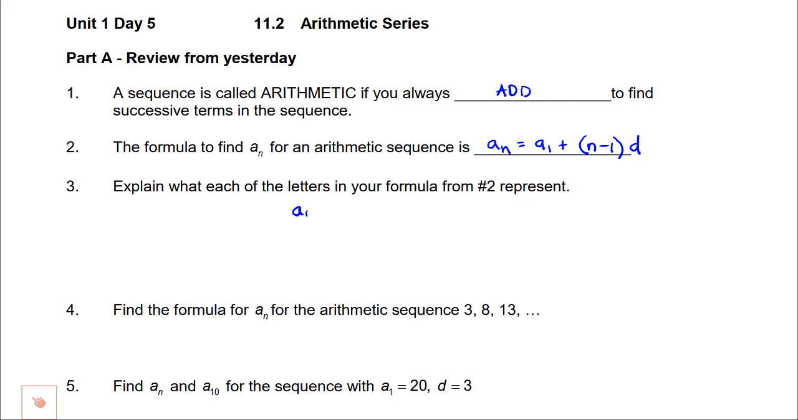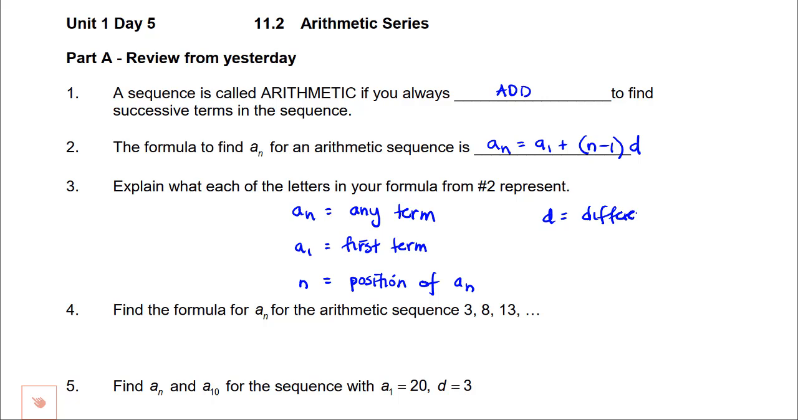So then A sub n is any term. A sub 1 is the first term. N is the position of A sub n, and D is the difference. And sometimes people call it the common difference. Good.